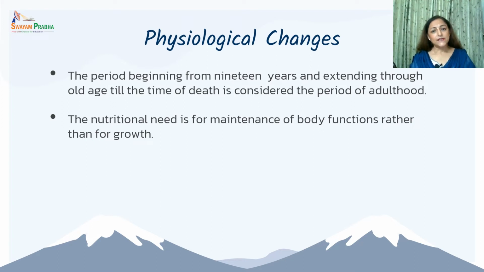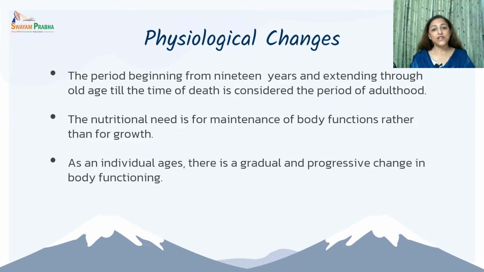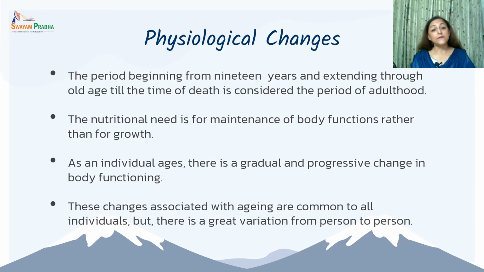As the individual ages, there is a gradual and progressive change in the body functioning. So why does this change in body functioning occur? This is because there is increased breakdown of tissues, and as compared to the breakdown process, the renewal of the worn out tissues gets reduced. These changes are associated with aging, which is common to all individuals. But there is great variation in this process from one person to another. In some individuals, the changes become significant relatively early, whereas in other cases, these changes appear much later in adulthood. There are many factors which influence the nutrient needs of adults.